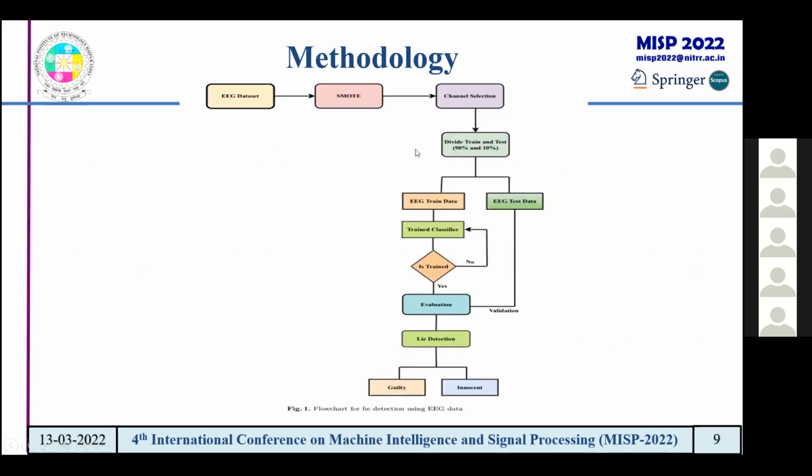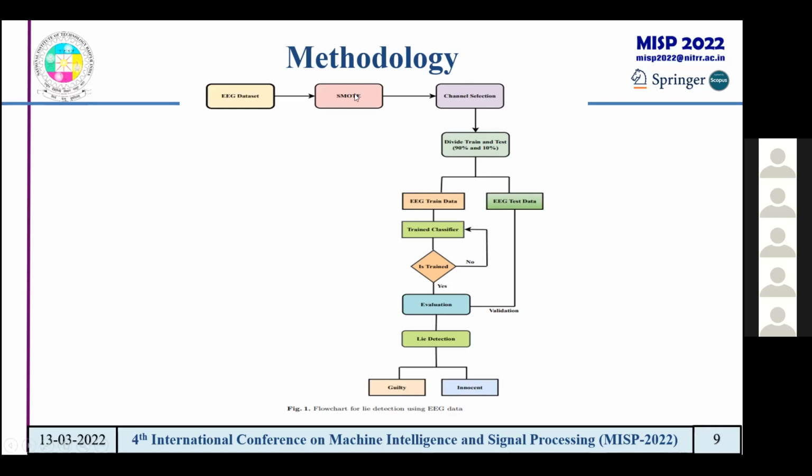In this methodology, we are applying the SMOTE technique to the ECG data. Regarding the major class and minor class, the guilty class has more records, and the innocent class has fewer records. So based on the SMOTE technique, we are improving the innocent class.